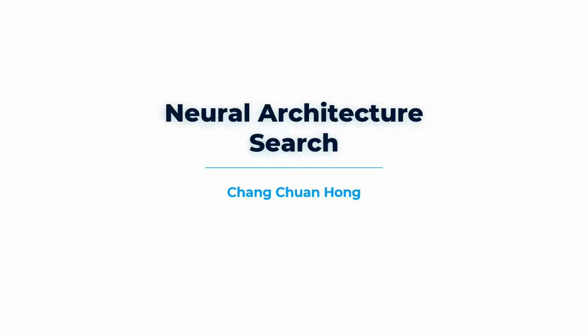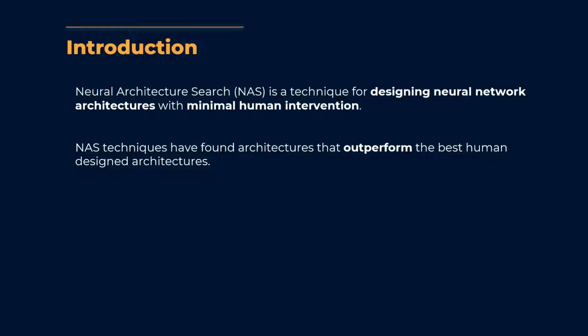In this presentation, I will be demonstrating my final year project on neural architecture search. When designing neural network architectures, human researchers can be constrained by their prior domain knowledge and creativity. Neural architecture search techniques aim to address this limitation by allowing an algorithm to search through the architecture search space to find the optimal architecture. With this advantage, NAS techniques have found architectures that outperform the best human-designed ones.